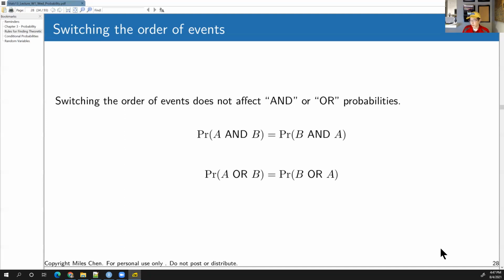Okay. When we're talking about and or, the order of the events inside the parentheses doesn't matter. So when you talk about, what's the probability of A and B, that's going to be the exact same thing as the probability of B and A. What's the probability of A or B? It's the same thing as the probability of B or A. So we don't have to worry about swapping these things and changing the values.